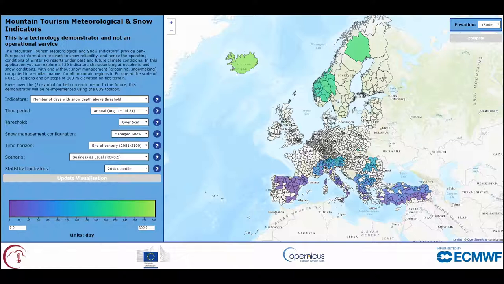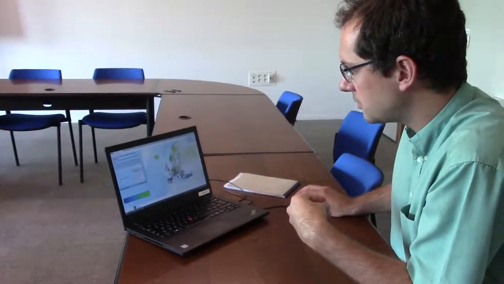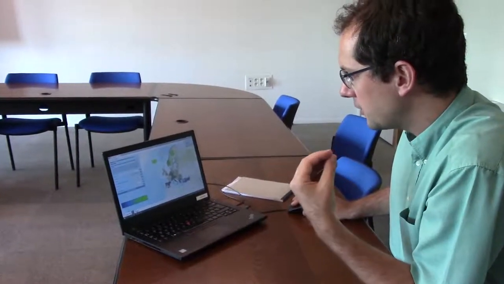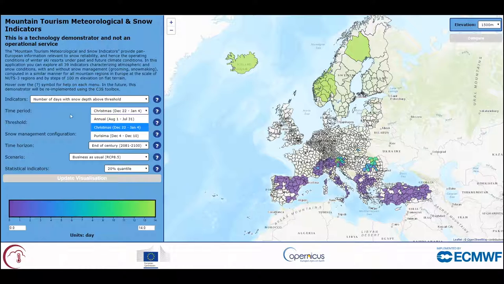So again, this is for number of days above a given threshold. This can be computed for the entire year. It can also be computed for the Christmas period or for the Parusimi period in early December, which is critical for the operation of some ski resorts in Europe. And of course, we have different thresholds for those indicators, which you can use and which provide information about number of days above a given threshold, here for Christmas.